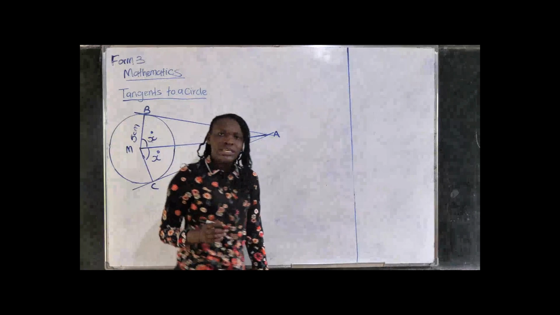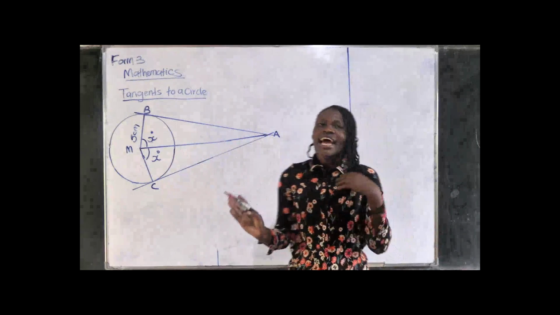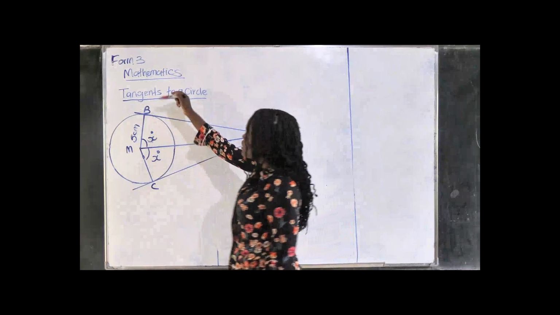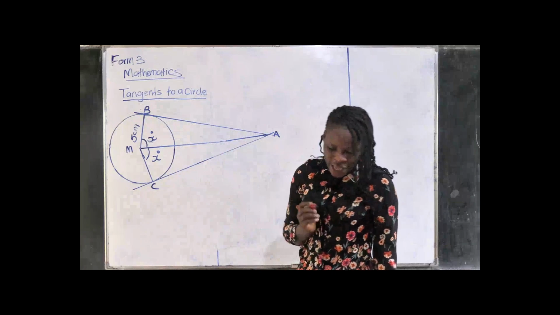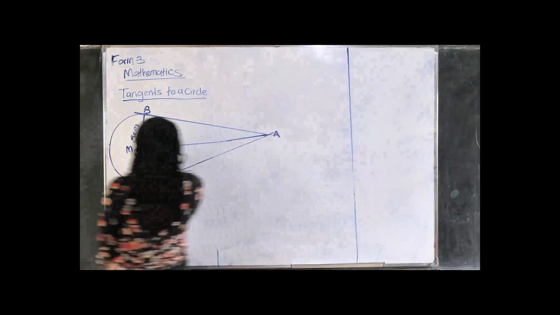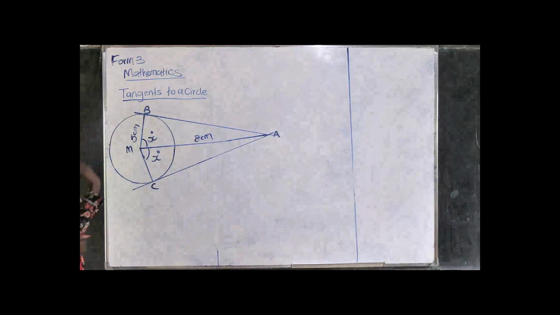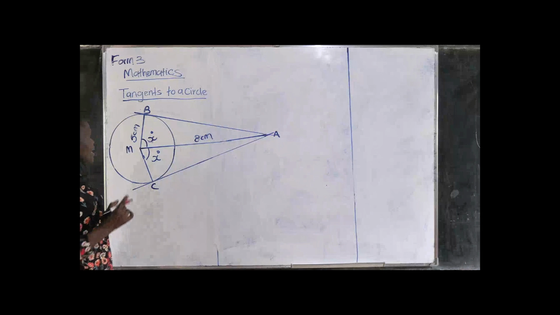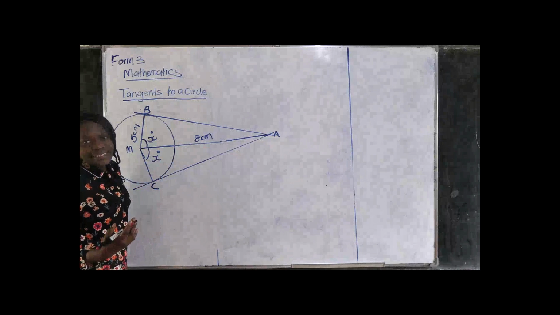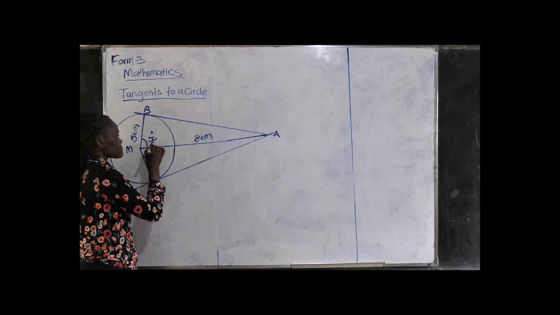And we've been told the length from M to A, that is the line that is bisecting angle BMC, the distance from this point is 13 centimeters. So first, I want you to remember this. Any distance from the center to any side of the circle is the radius. And we've been told the radius is how many centimeters? 5 centimeters.